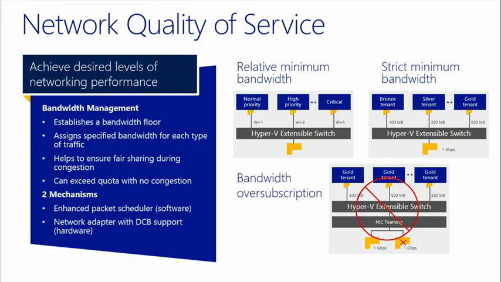So I can say, you know what, this is high priority, it's got a weight of 60, this is normal, this has got a weight of 40, this is low, this has got a weight of 20, or whatever, however I want to define it. But I've got the opportunity to deploy both minimum and maximum specific bandwidth on a NIC by NIC basis, and it helps me to enable fair sharing.